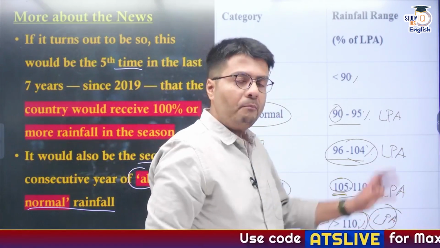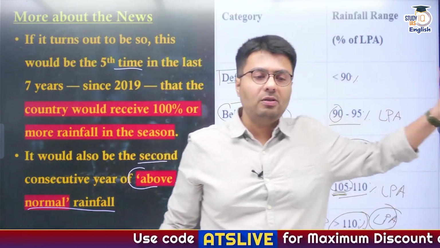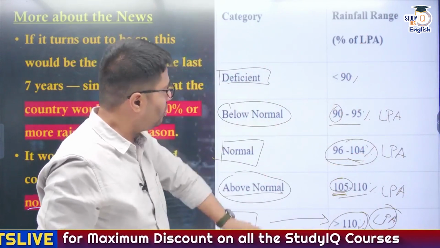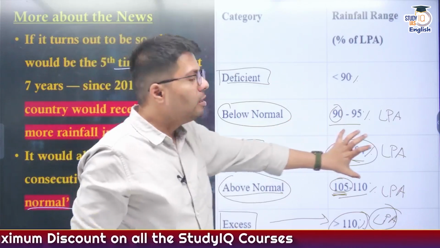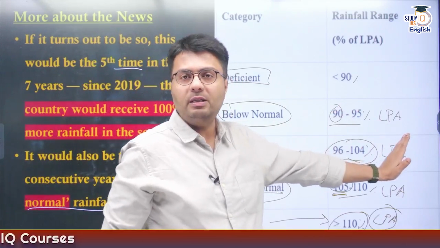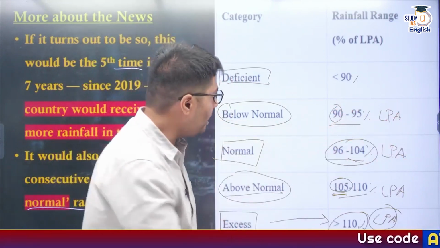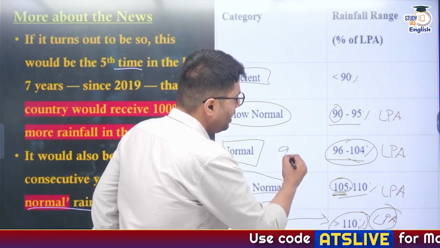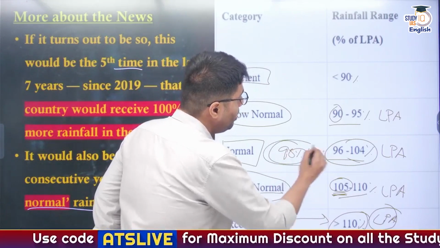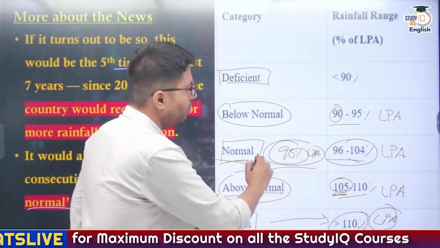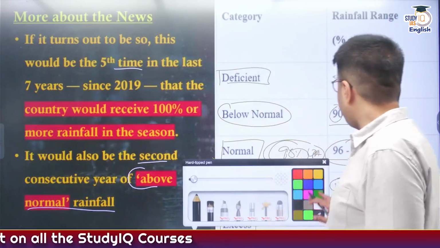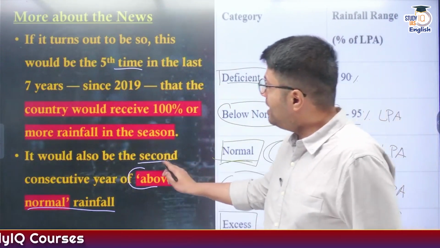So this is how the IMD categorizes the rainfall as above normal, below normal, deficient, excess or normal rainfall based on the percentage of long period average. So if it is between 96 to 104%, that means long period average. So technically, if IMD had categorized 98% of long period average, this would mean not deficient or below normal, but normal rainfall. Okay.